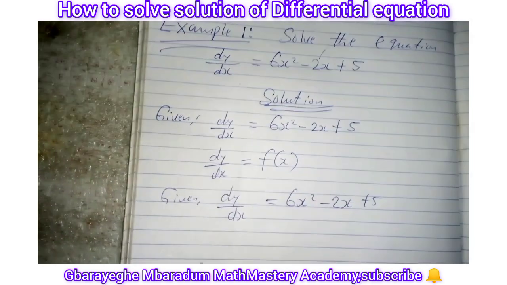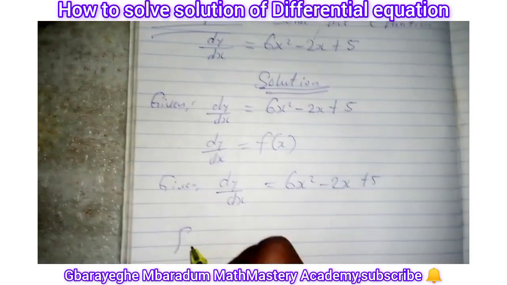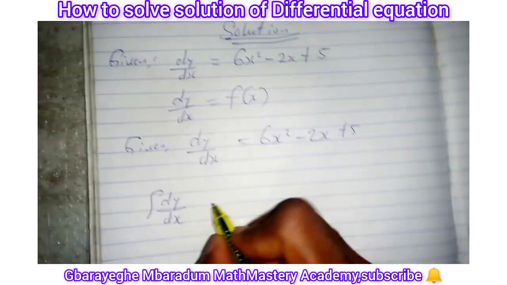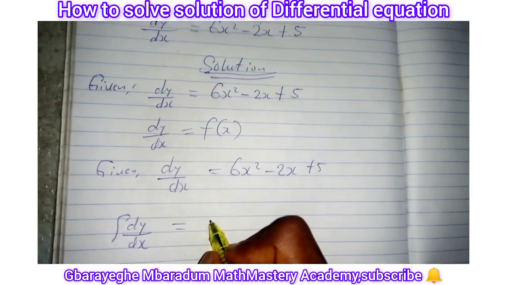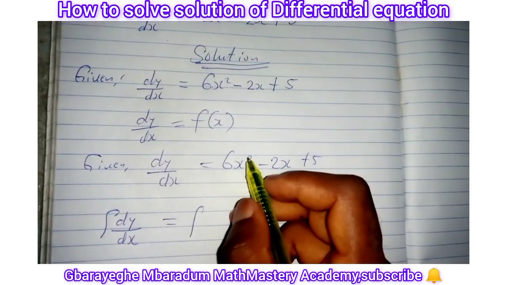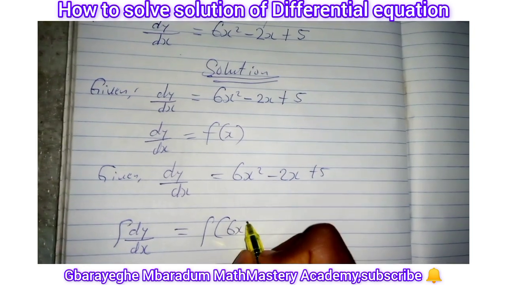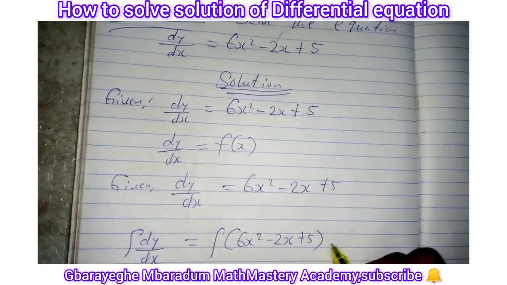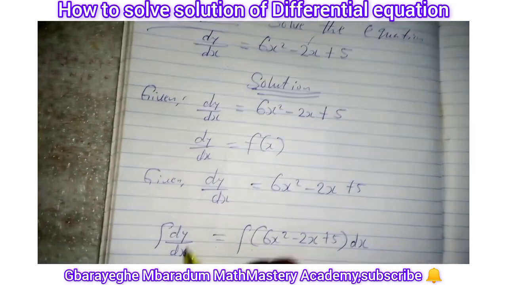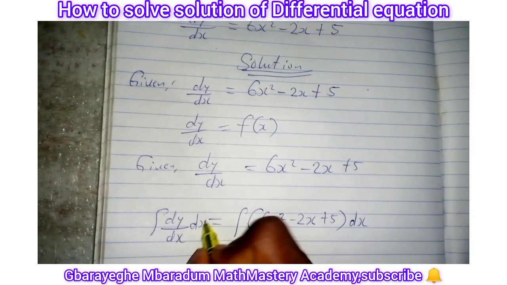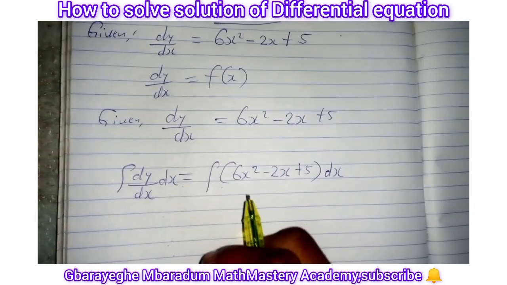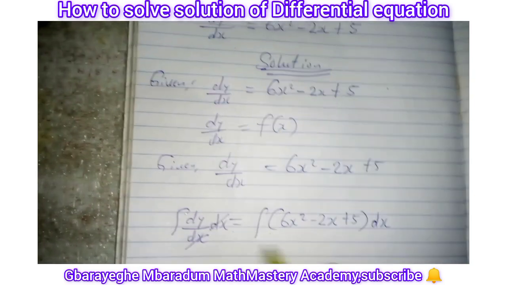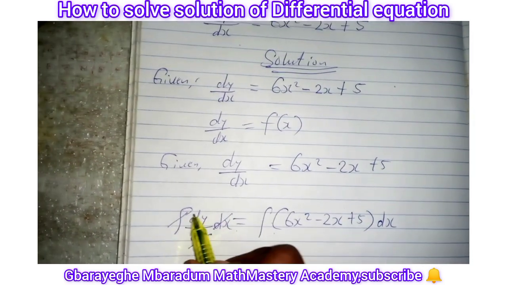Now integrate both sides. So if you integrate both sides, we're going to have the integral of this derivative, dy over dx, equals the integral of this function, 6x squared minus 2x plus 5, with respect to x. We are integrating with respect to x. Now how are we going to do it? We know that this dx can cancel this dx here, and this integral sign will cancel this d here.